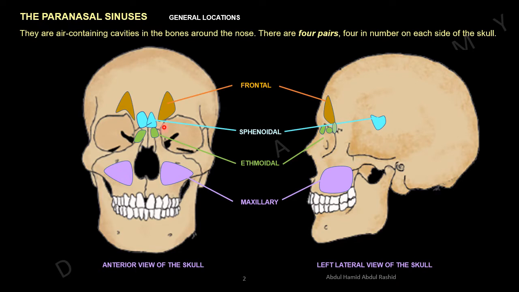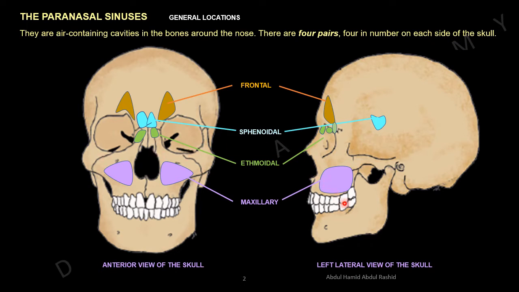Next are the ethmoidal sinuses. They are in the lateral mass of the ethmoid bone. On each side, 3 groups of air cells, anterior, middle, and posterior. And finally, the maxillary sinus, which is the lowest but the biggest, in the body of the maxilla.